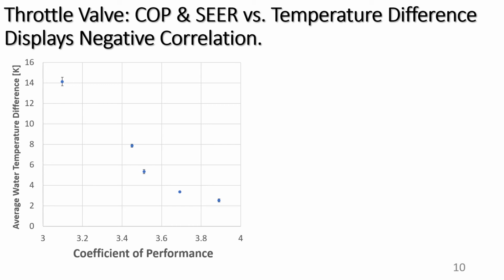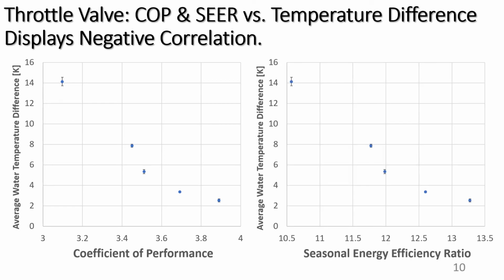The same negative correlation occurs for the throttle valve that was seen with the orifice. As the delta T gets smaller, we have a greater COP. This is again because the mass flow rate dominates the equation. SEER values reach a maximum of only 13.3 compared to 18 for the orifice.